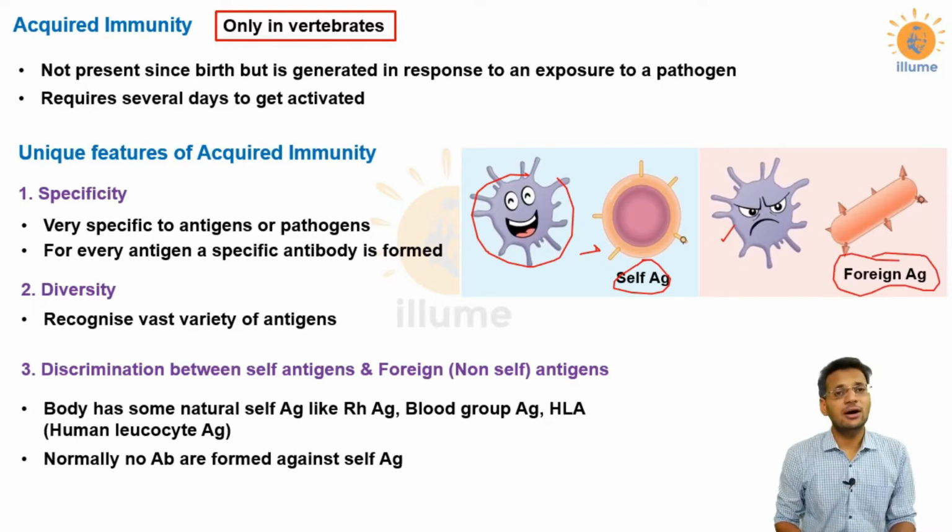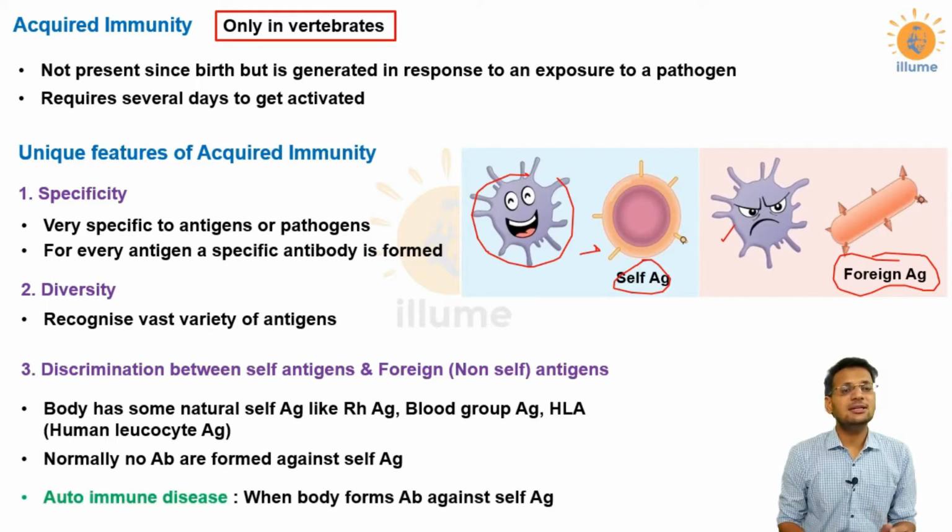Now you must have heard a word called autoimmune disease. What is an autoimmune disease? If your body starts producing antibodies against your own antigens, that is the self antigens, then this condition is called an autoimmune disease, which we will deal with in other videos.